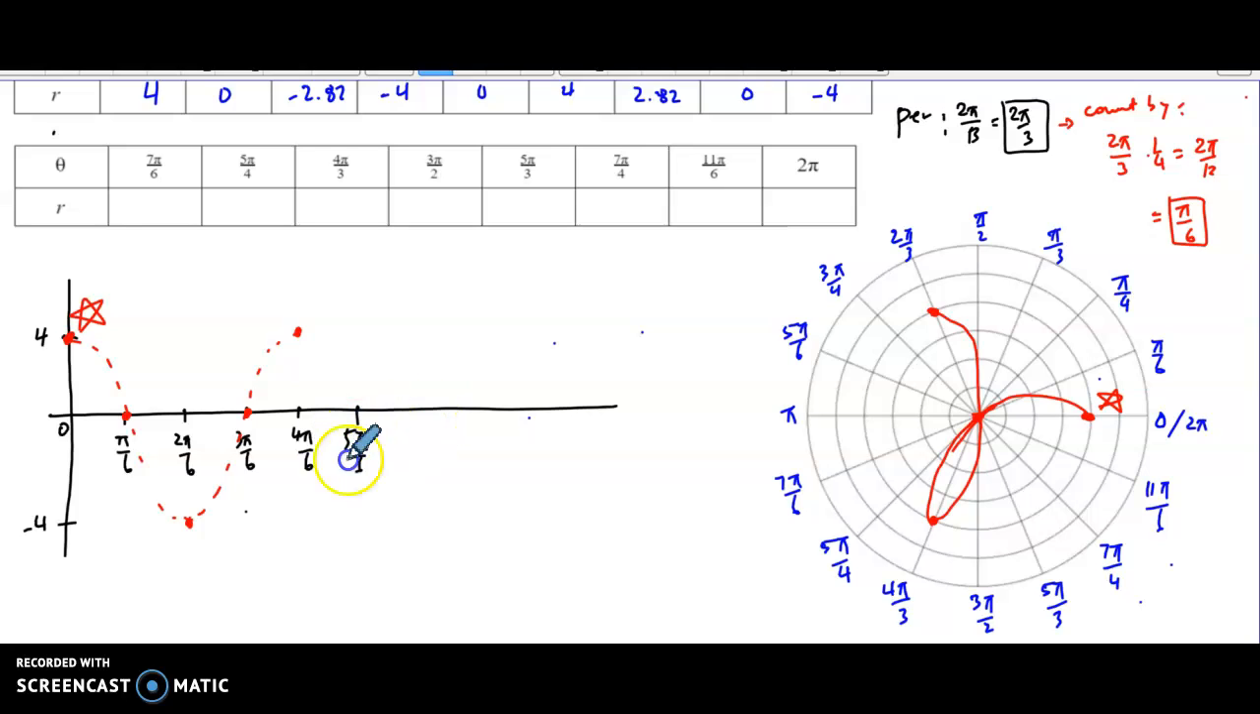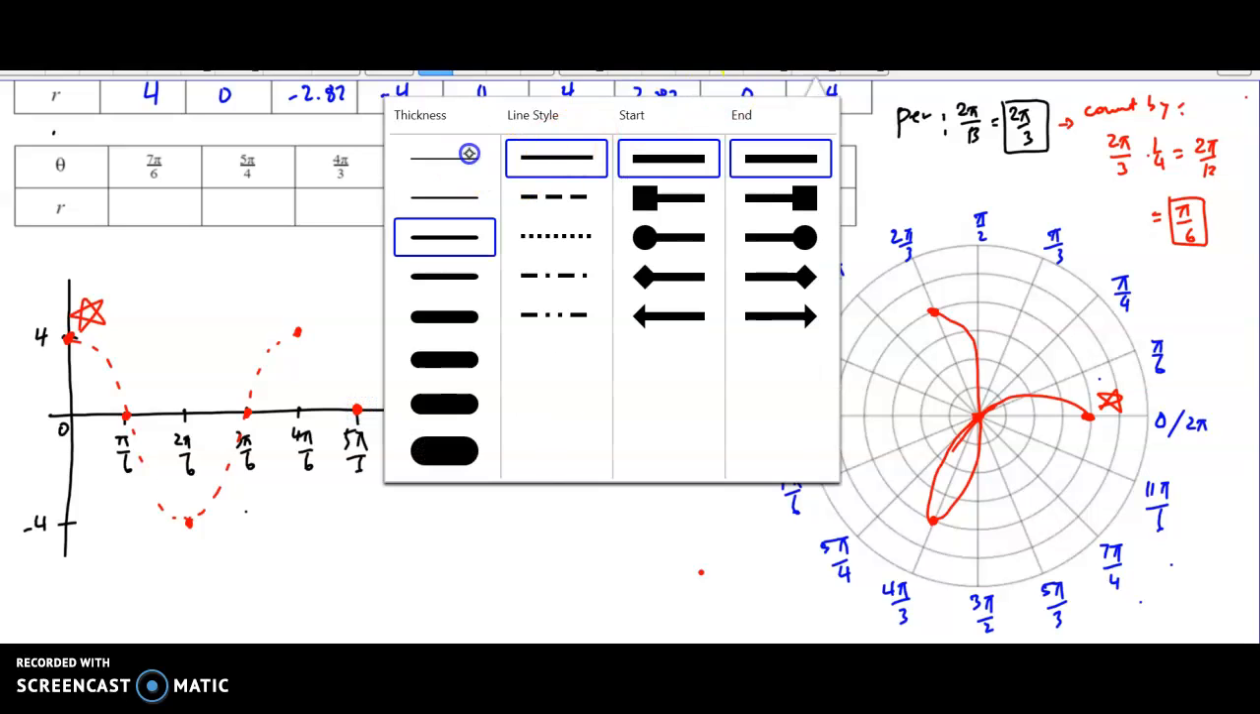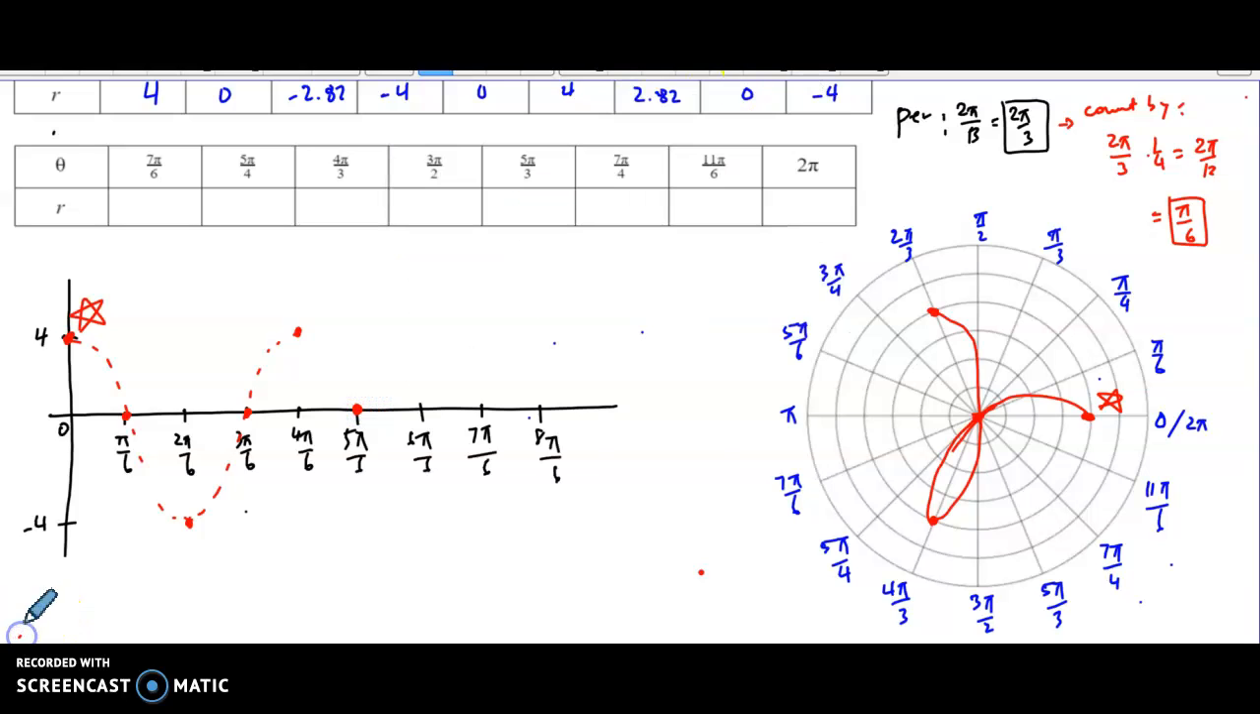That's 5 pi over 6. That's going to be 6 pi over 6. 7 pi over 6. 8 pi over 6. Okay, we'll stop here for now. So then we just continue, right? I know that if I continue this cosine curve, it's going to be here, and then down here, here, and here. So I graphed another period, right?